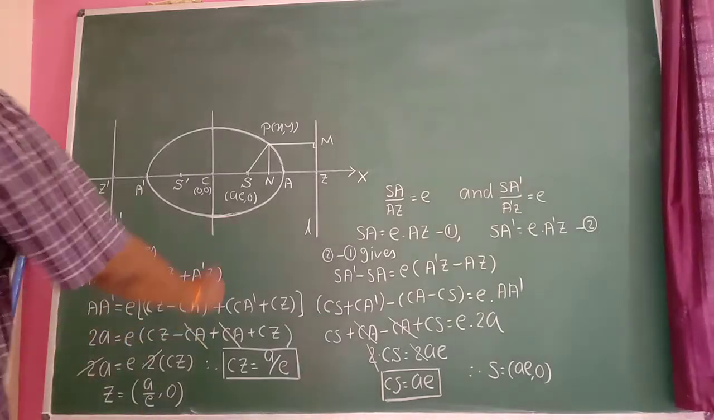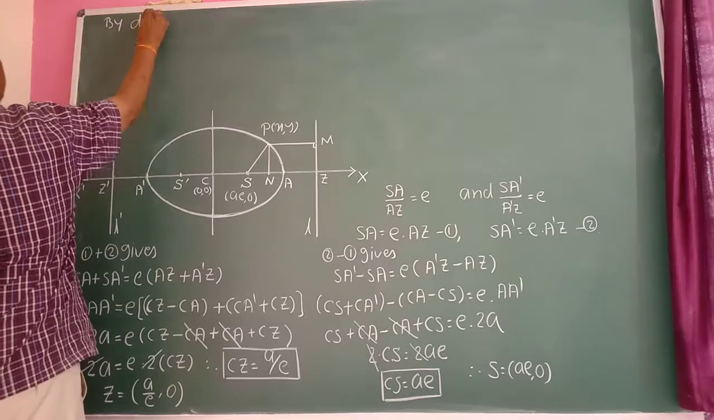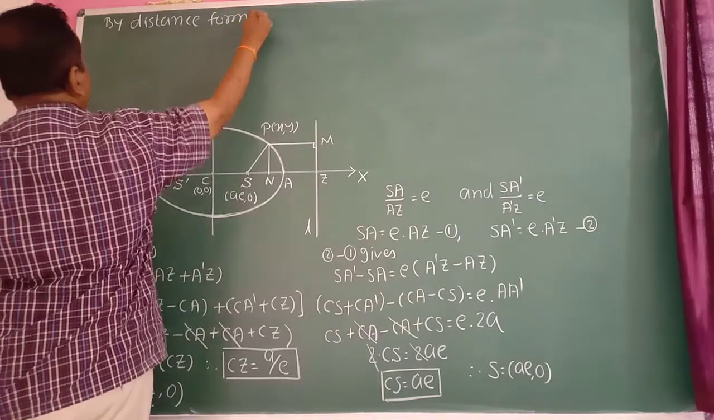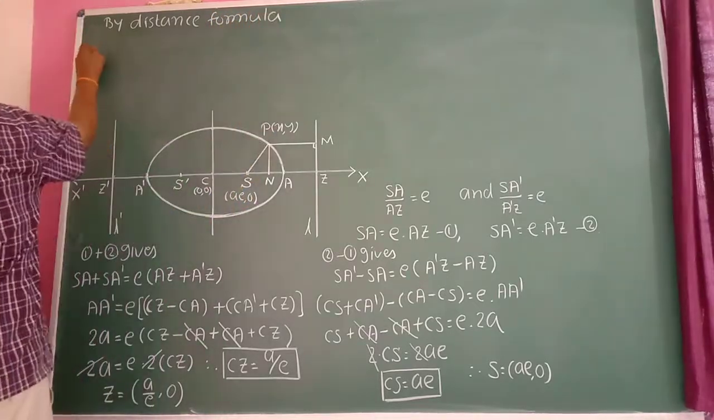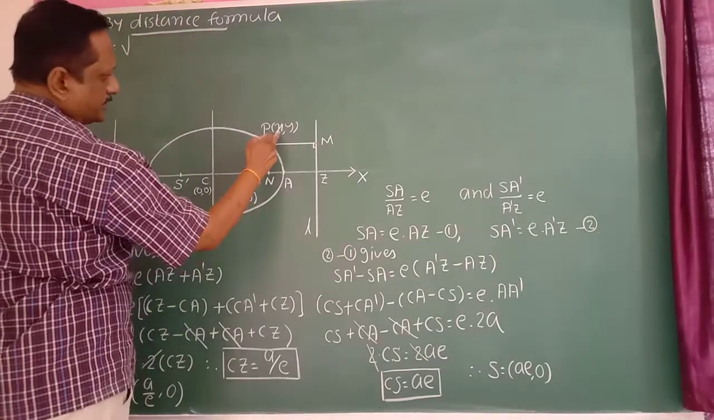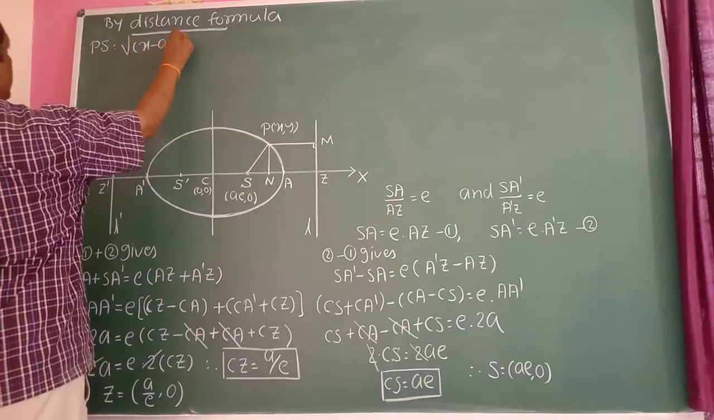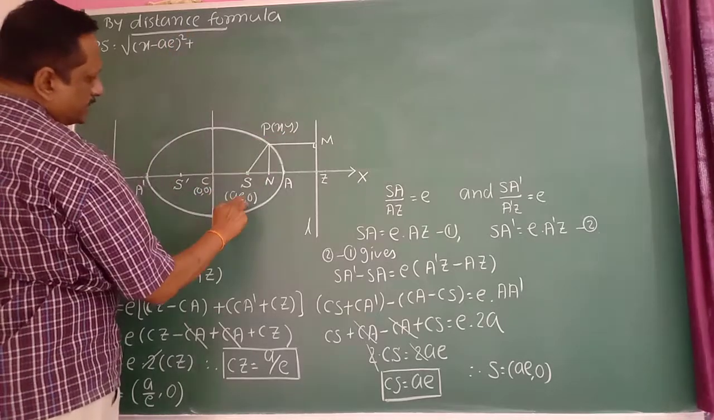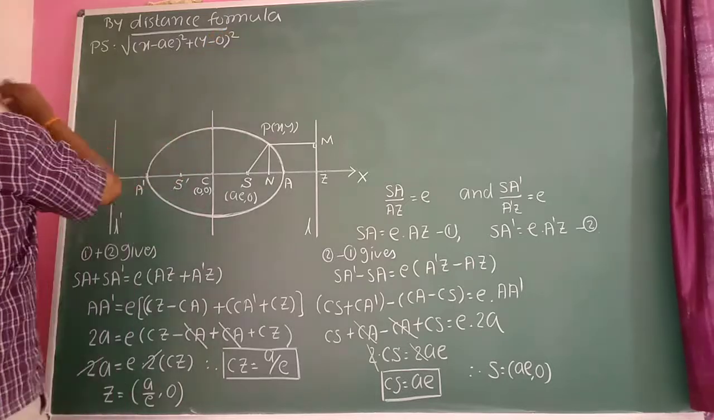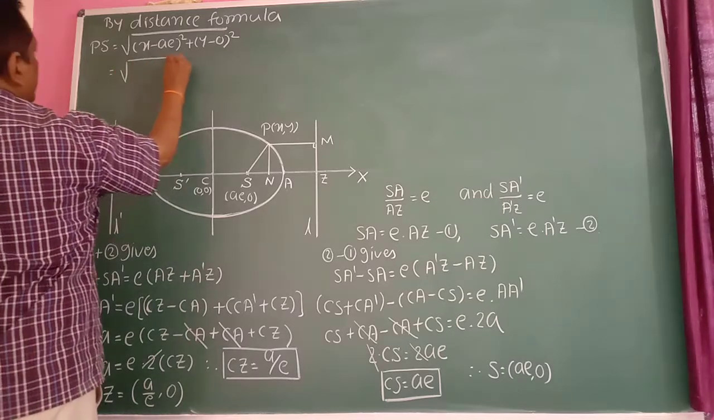Okay, now use the distance formula. By the distance formula, PS is equal to the root of (x minus ae) whole square plus (y minus 0) whole square. So it is y minus 0 whole square here.